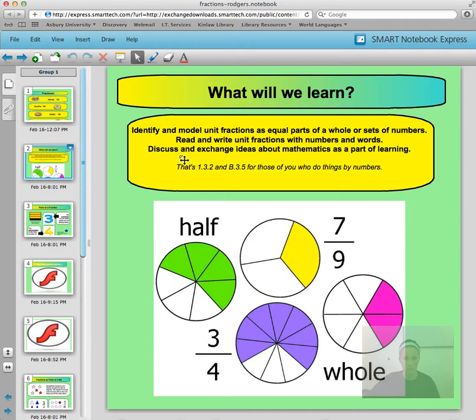And they will learn to identify and model unit fractions as equal parts of a whole or sets of numbers, read and write unit fractions with numbers and words, and discuss and exchange ideas about mathematics as a part of learning.